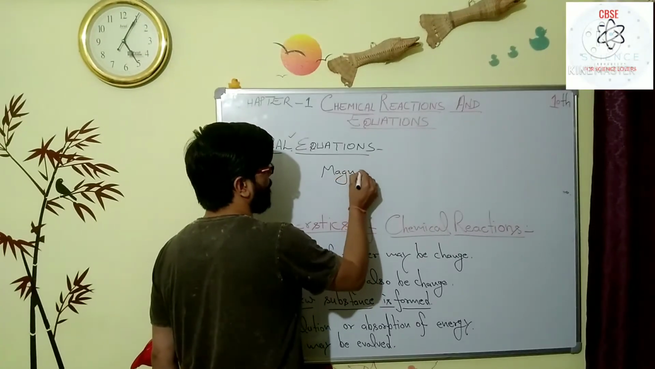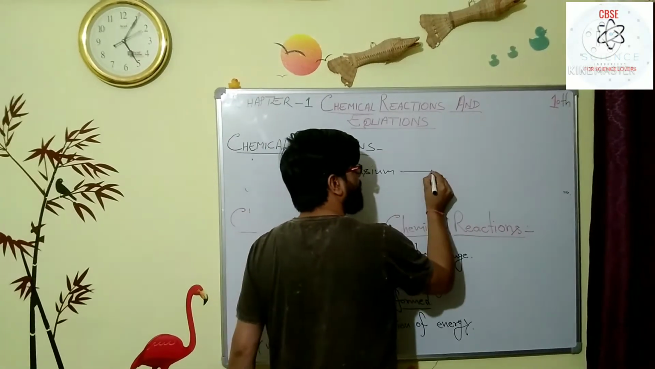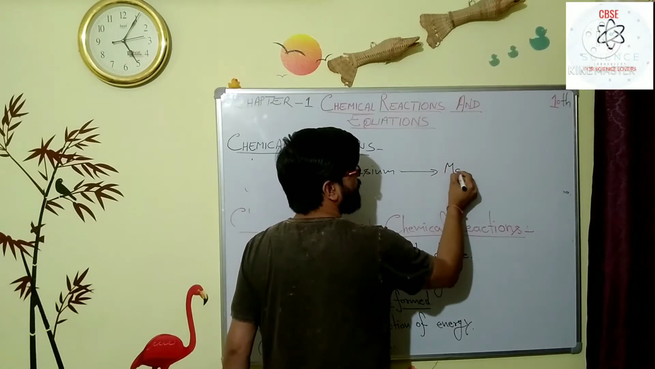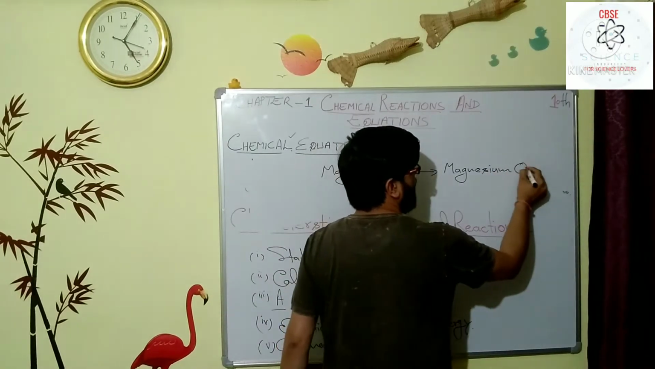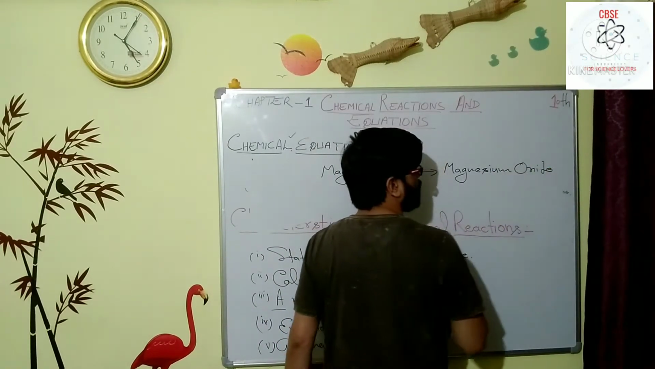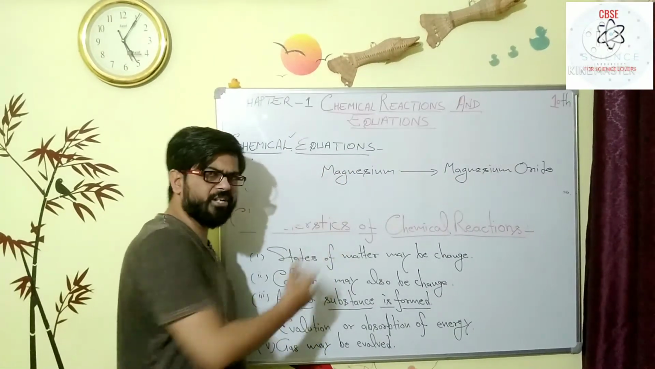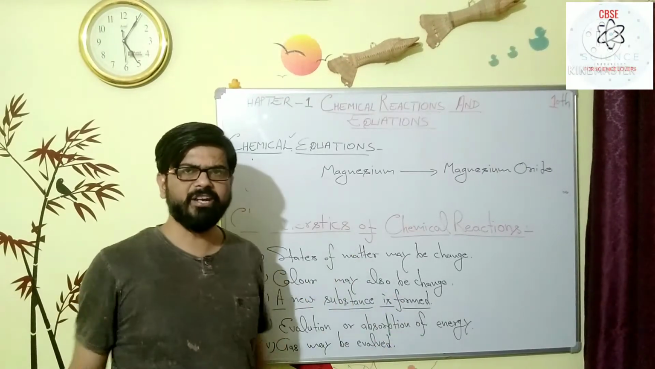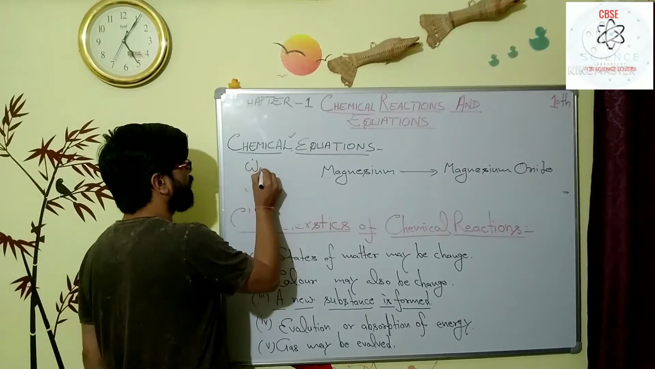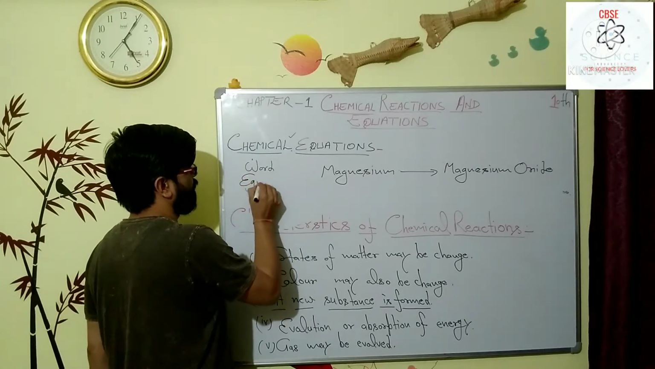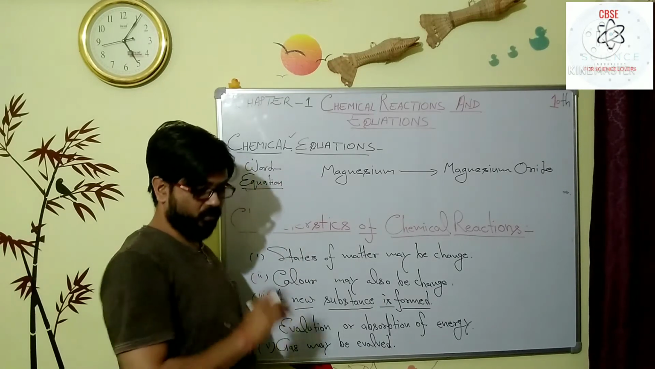Magnesium ribbon represents the magnesium metal, and if you burn it, then magnesium oxide, a new substance, is formed. So that is a chemical change, and this change we are writing in the form of a word equation, and that's why this equation is said to be the word equation, because we are writing this change in word form.